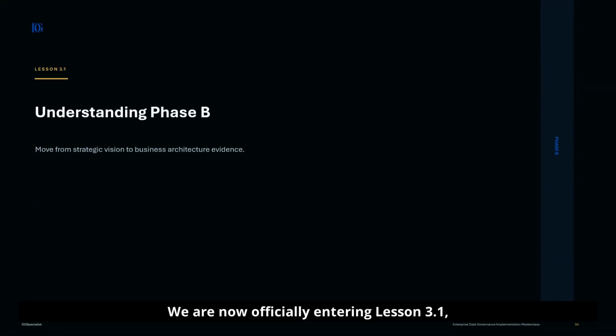We are now officially entering Lesson 3.1, Understanding Phase B. This is where we move from your strategic vision straight into gathering solid business architecture evidence. Let's keep this transition short and practical.